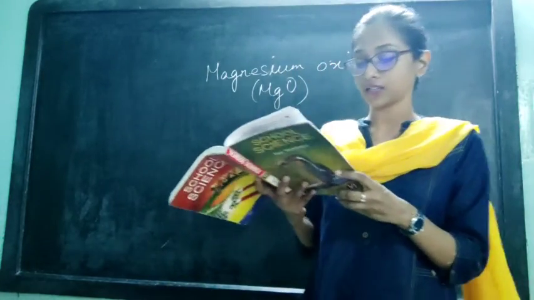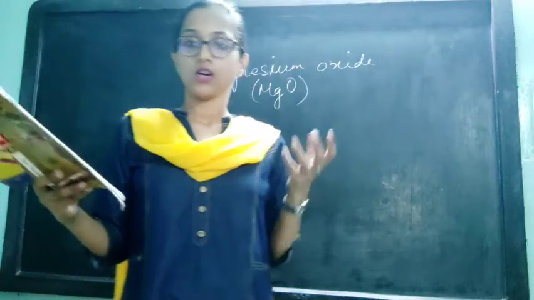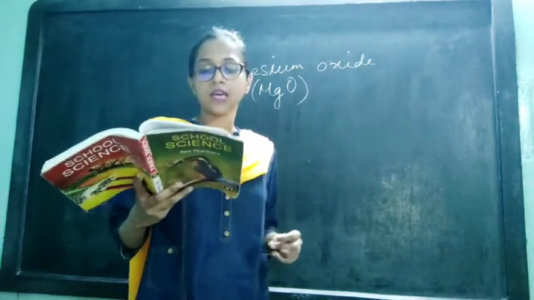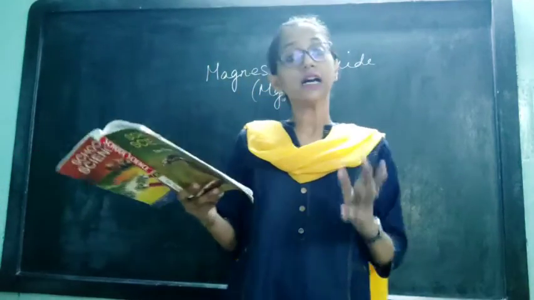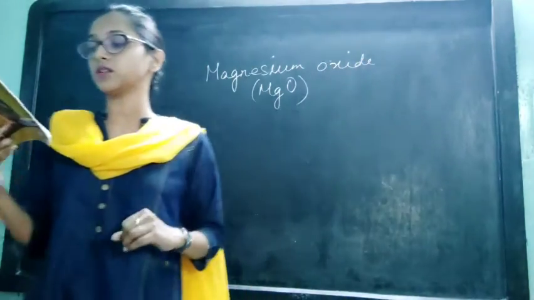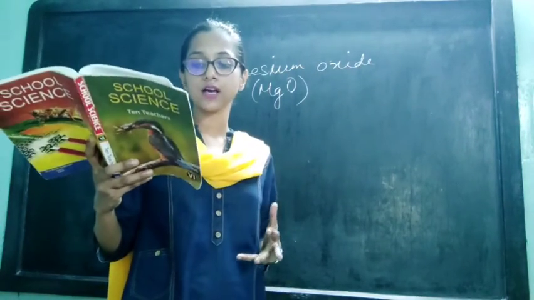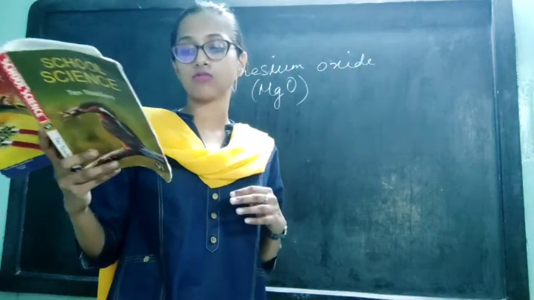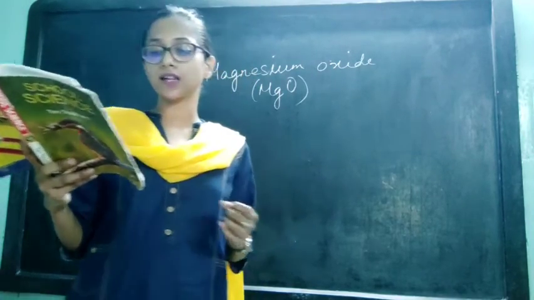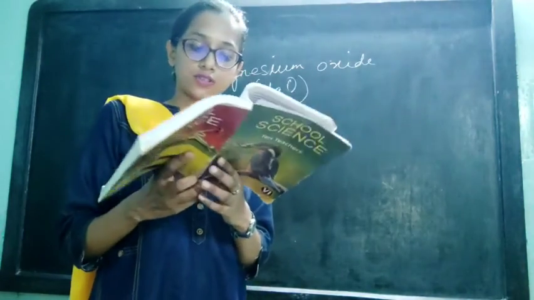Again, another example: when a piece of glowing charcoal, a form of carbon or a type of coal, is introduced in a gas jar which is again filled with oxygen, this charcoal will burn more brightly, throwing sparks. Due to this burning, a gaseous compound called carbon dioxide is formed. Its properties are different from those of its constituent elements, carbon and oxygen.